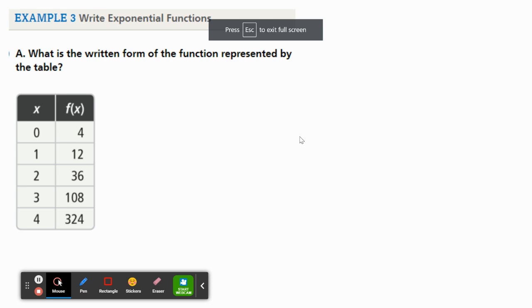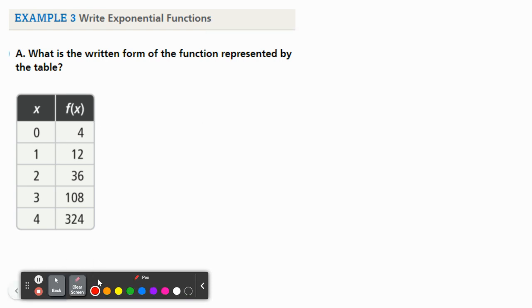Okay, what is the written form of the function represented by this table? So this is a very important type of question, right? The state test loves these type of questions where they give you a table of values. So remember, this is the formula we're going to fill out. f of x equals a b to the x. Okay, remember, this a is your initial value, which is your y-intercept, and this b is your ratio, right? How your y's are changing.